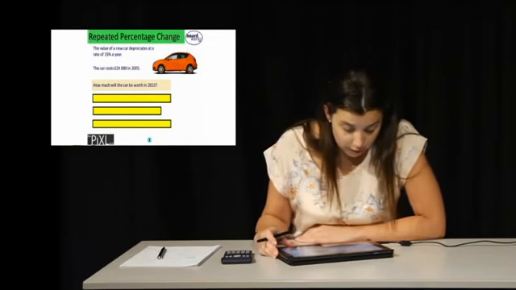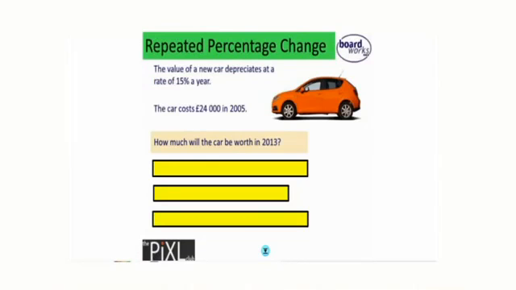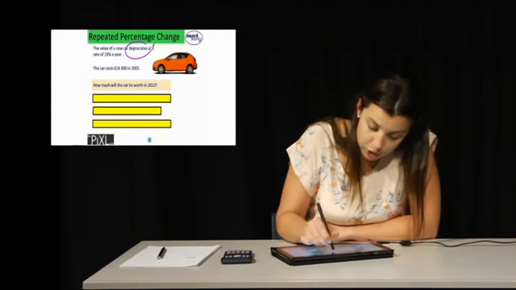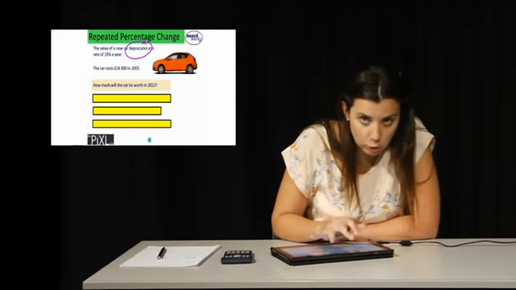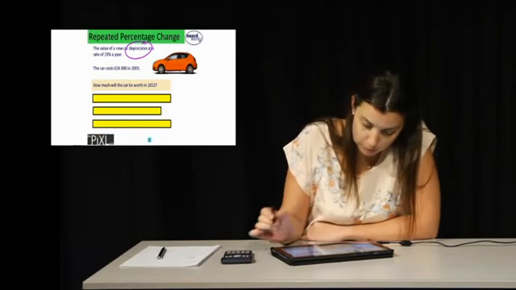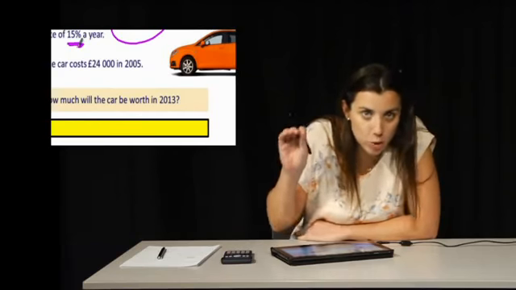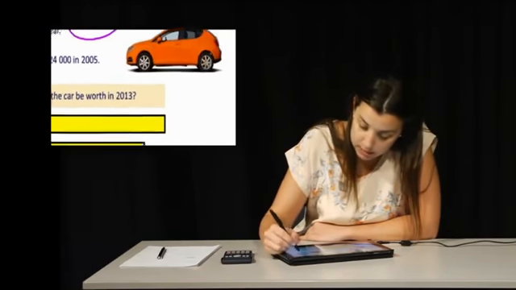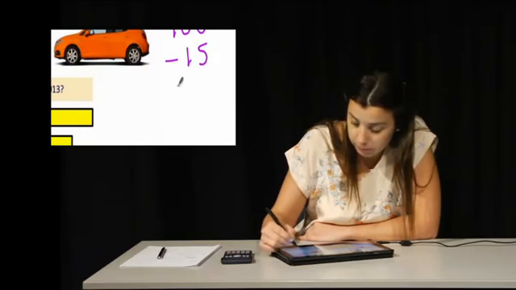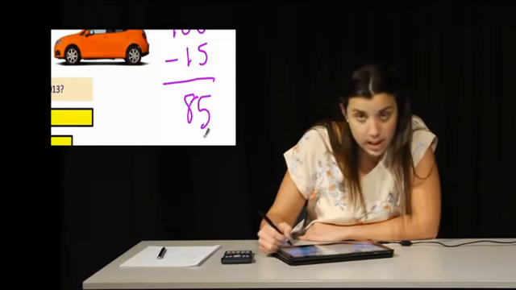The next question I want you to have a look at is about depreciation. It says the value of a new car depreciates at a rate of 15% per year. A car costs £24,000 in 2005. This word depreciate is exactly the same as decrease. It's going down, okay? 15%, we start with 100%, we go down. So we have 100%, subtract 15, leaves us with 85%.